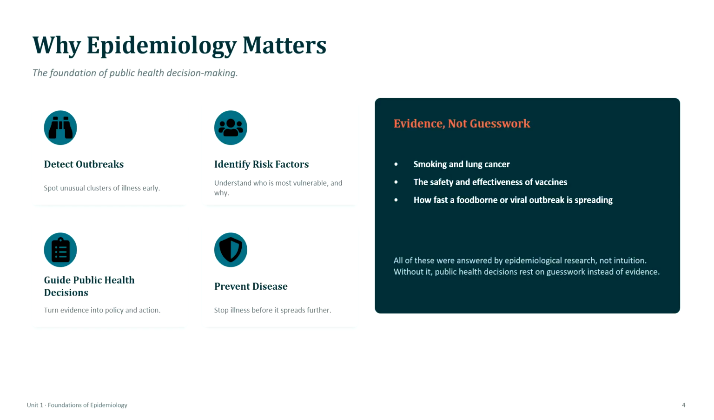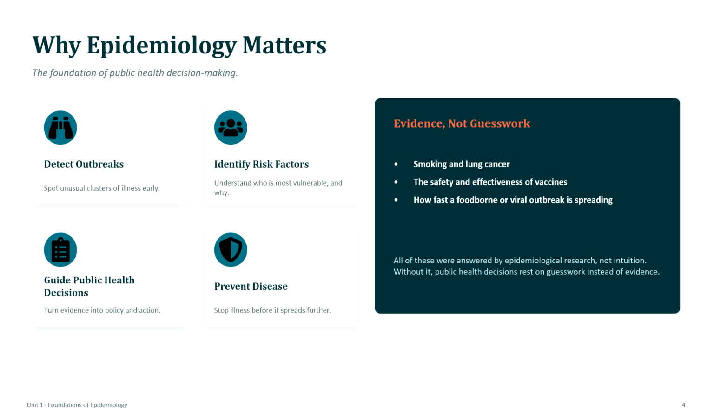Let's talk about why any of this matters. Epidemiology is the foundation of public health and it does four things really well. It detects outbreaks early before they spiral out of control. It identifies who is most at risk, which lets us target interventions efficiently. It guides public health policy, turning raw evidence into action. And ultimately, it prevents disease rather than just responding to it after the fact.